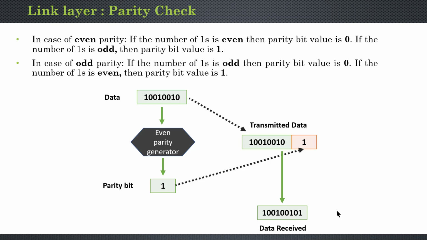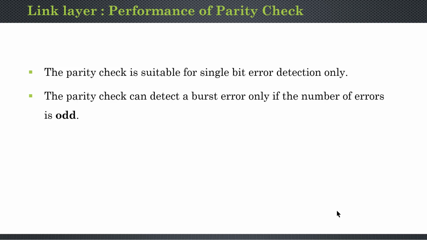Let's analyze the performance of the parity check. Let's see how far parity check can handle bit errors and burst errors. The parity check is suitable for single bit error detection only. It means that if only one bit has been changed during transmission, the parity check is powerful enough in detecting this error. In the case of burst error, the parity check can detect a burst error only if the number of errors is odd. We will understand this with an example.